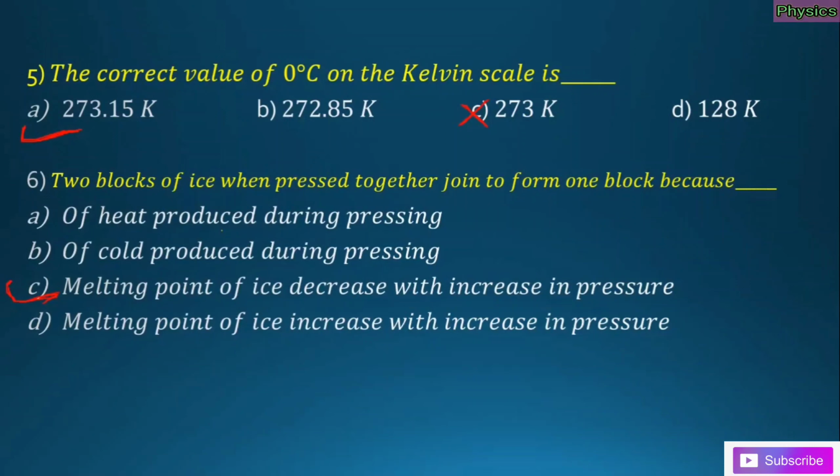Two blocks of ice when pressed together join to form one block because the melting point of ice decreases with increasing pressure. Option C is the answer.